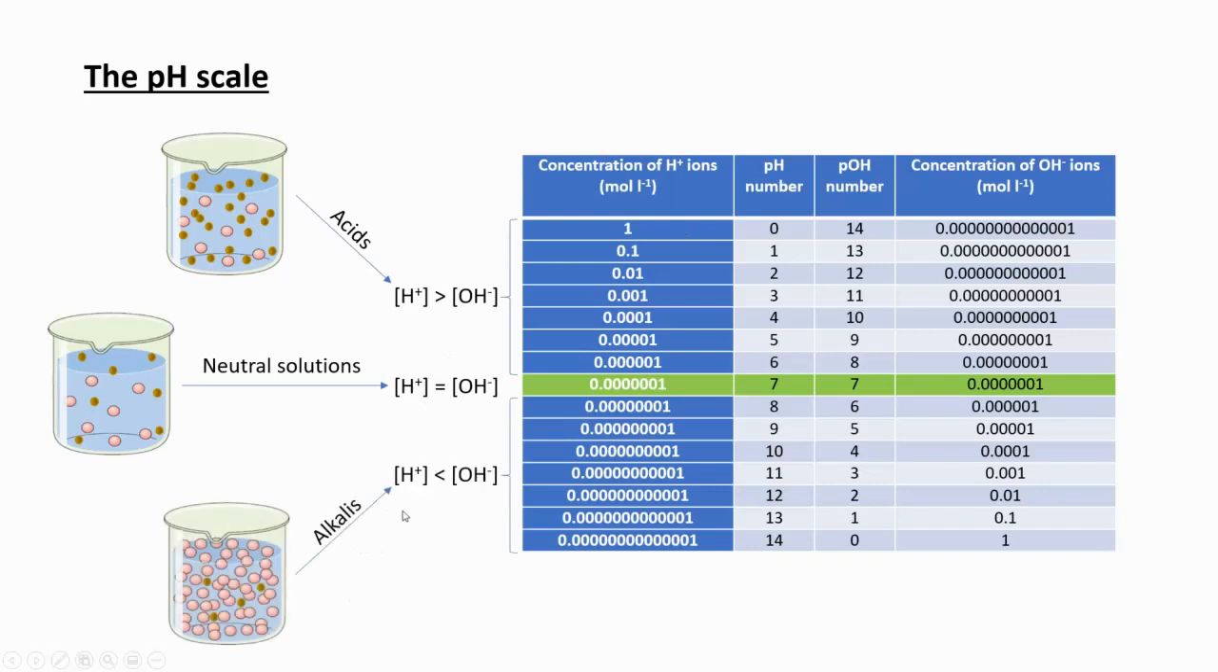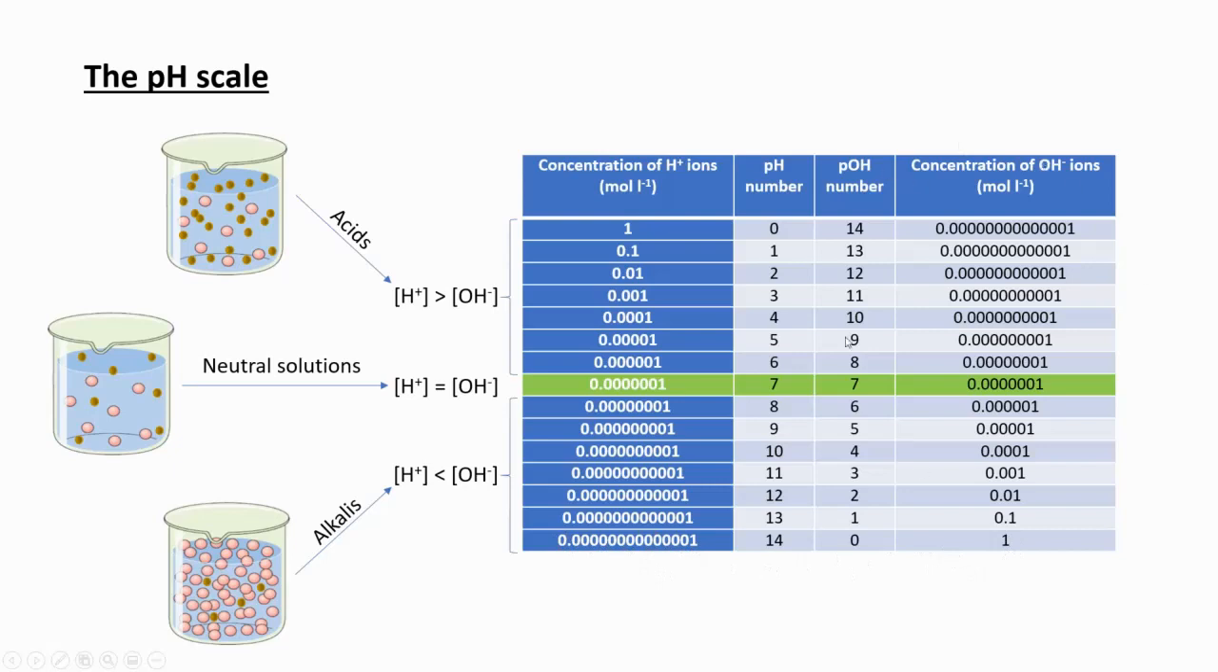In a situation where we've got a greater concentration of hydroxide ions compared to hydrogen ions, we call that an alkali or an alkaline solution. So again, down here, you can see the value here for the concentration of hydrogen ions is much less than the concentration value here for hydroxide ions. So this would be a concentrated alkali.